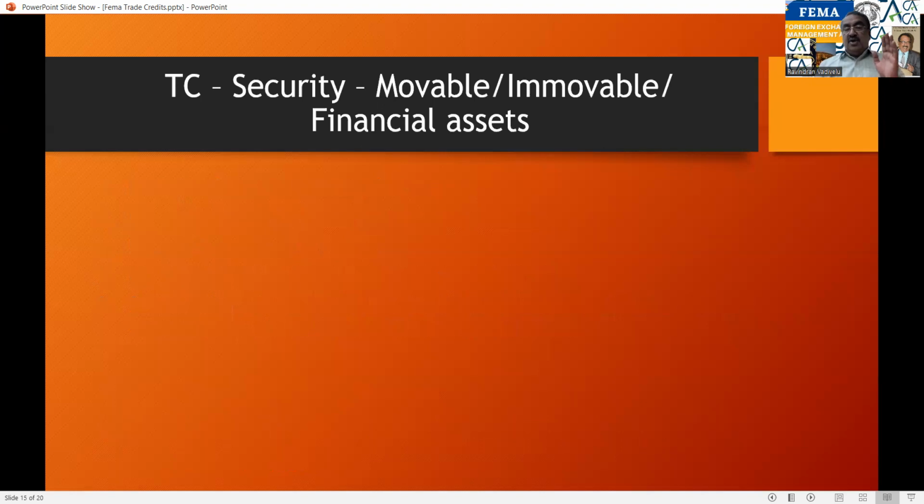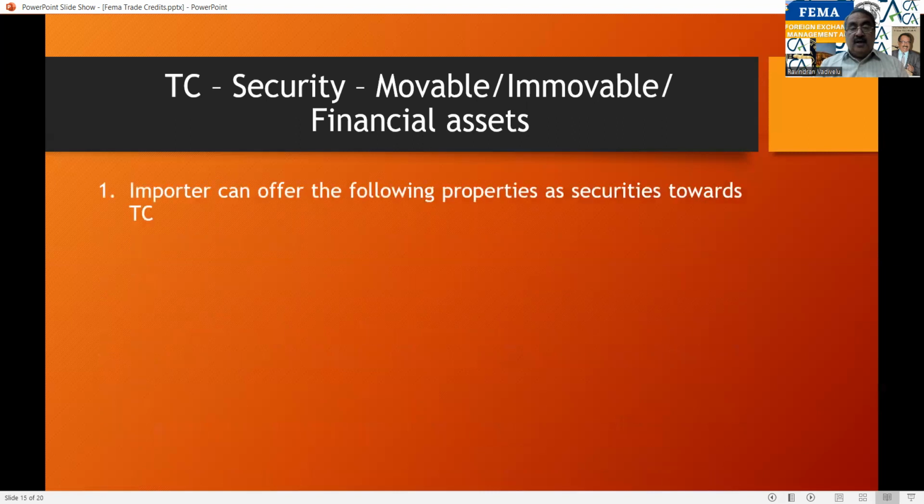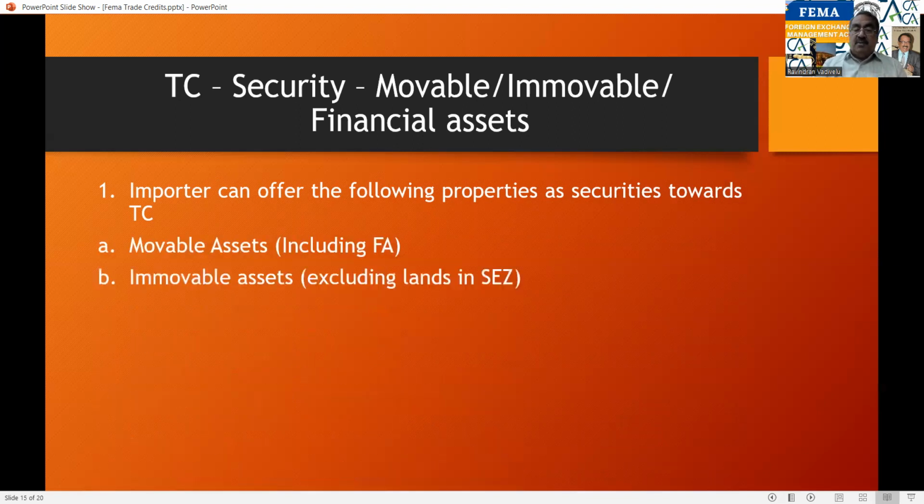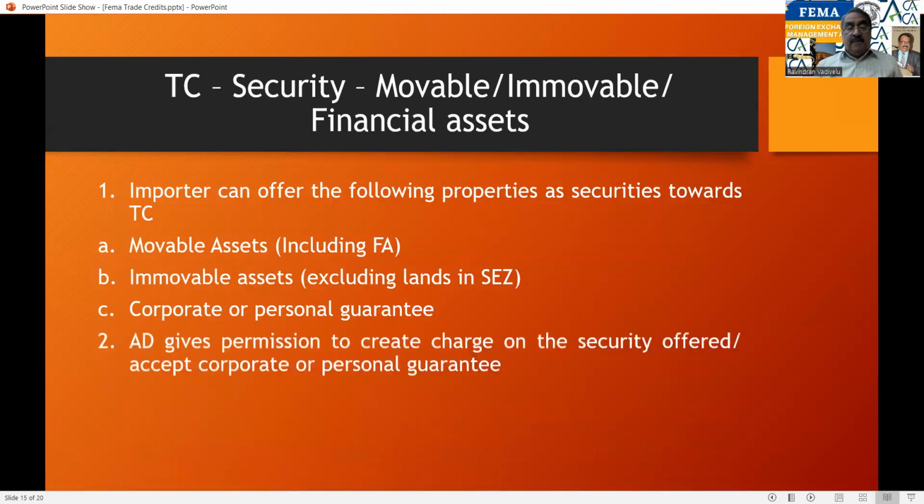Now we are moving to movable and immovable financial assets which are considered as security. The importer can offer the following properties as securities towards trade credit: movable assets, which include financial assets, and immovable assets, which exclude lands in SEZ. That means if you own SEZ lands, they will not be taken as security towards trade credit. And corporate and personal guarantee, as usual: a corporate guarantee can also be taken, a personal guarantee can also be taken, but all guarantees are subject to RBI approval.